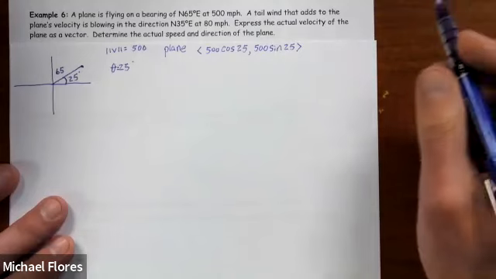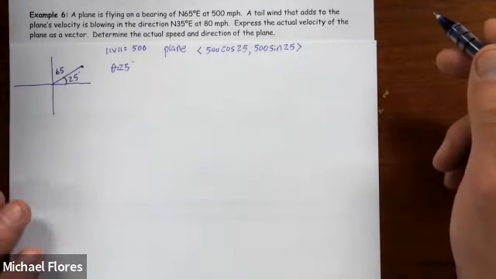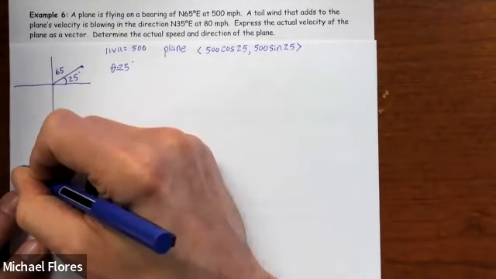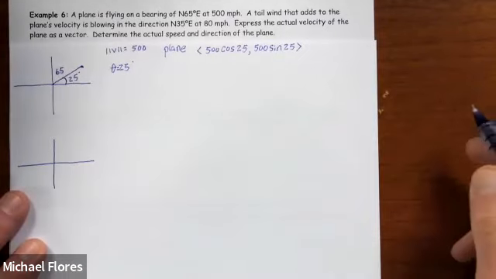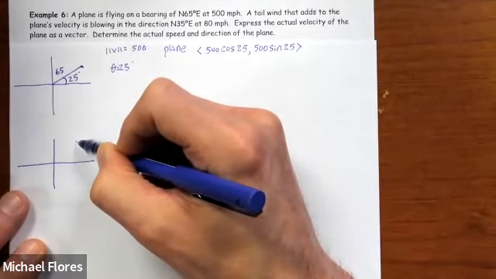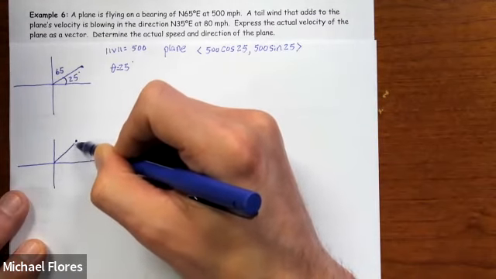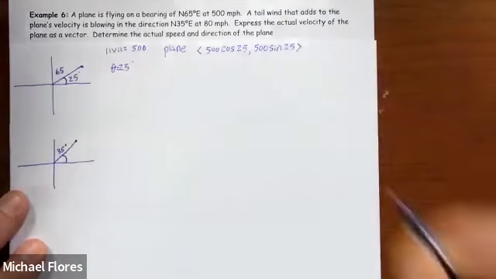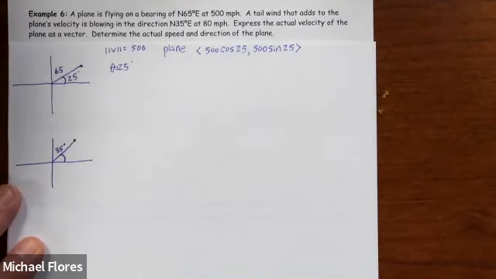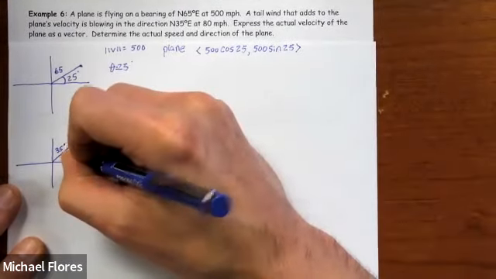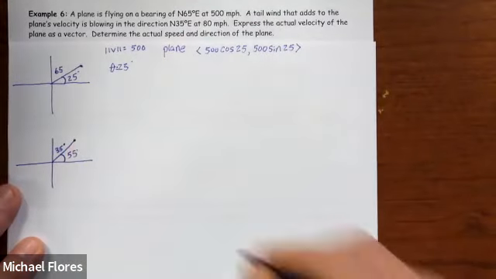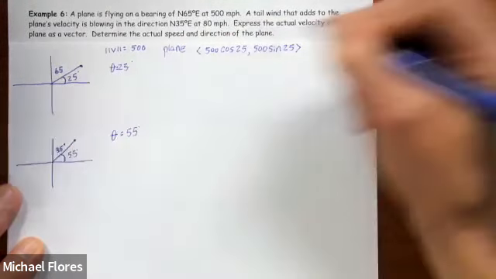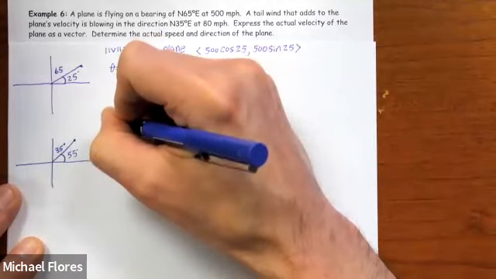A tailwind that adds to the plane's velocity is blowing in the direction north 35 degrees east at 80 miles per hour. So let me diagram the wind. From the north, 35-degree rotation towards the east. This is the 35-degree angle, but this is the angle that we actually have to use in order to solve this problem. So 90 degrees minus 35 degrees would give us 55 degrees. And the wind is blowing at 80 miles per hour.